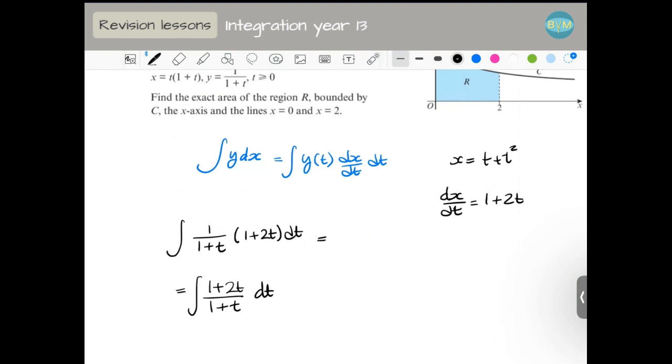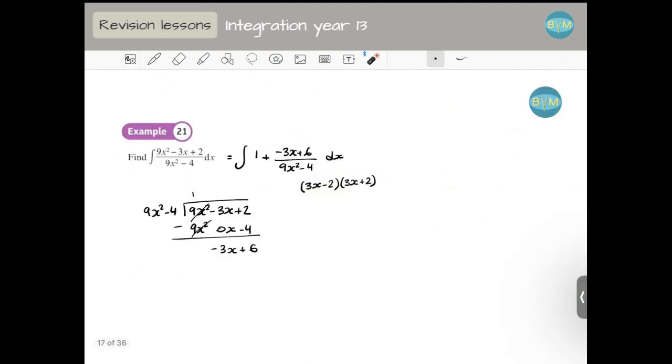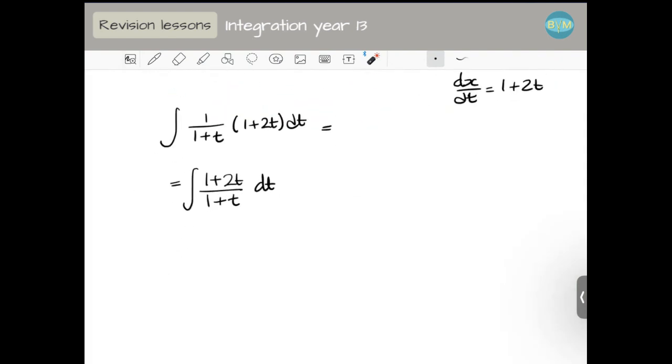The numerator is not the derivative of the denominator, so it's not going to be a logarithm. I cannot divide by the denominator easily. Can I use partial fractions? It looks like I don't have factors in the denominator, but the degree of the numerator is the same as the degree of the denominator. So even if it's not very straightforward, I can divide, like I did in this one here. It's going to become simpler and probably very easy to integrate quickly.